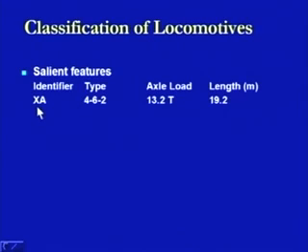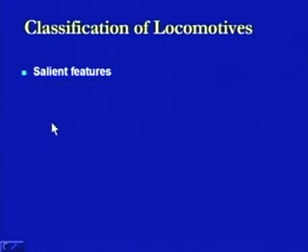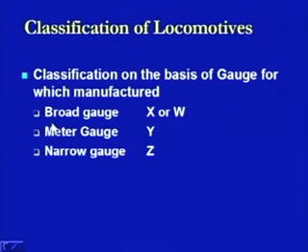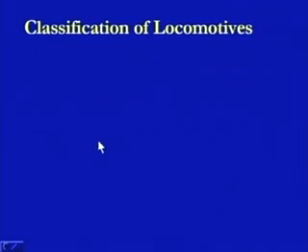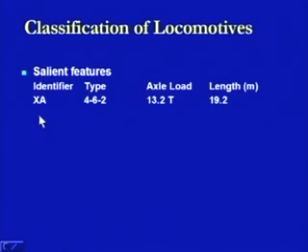If we take this XA, then how is this XA going to be defined? As we go back and look at the condition, what we found is this X is for broad gauge, and then we come further, then A is for the AC electric condition. So that's how it comes to this XA, and this XA is having the body type condition of 4, 6, 2, where 4 are the front wheels, 6 are the driving wheel conditions, and 2 are the trailing wheel conditions. The axle load is 13.2 tons and the length of this locomotive is 19.2 meters.